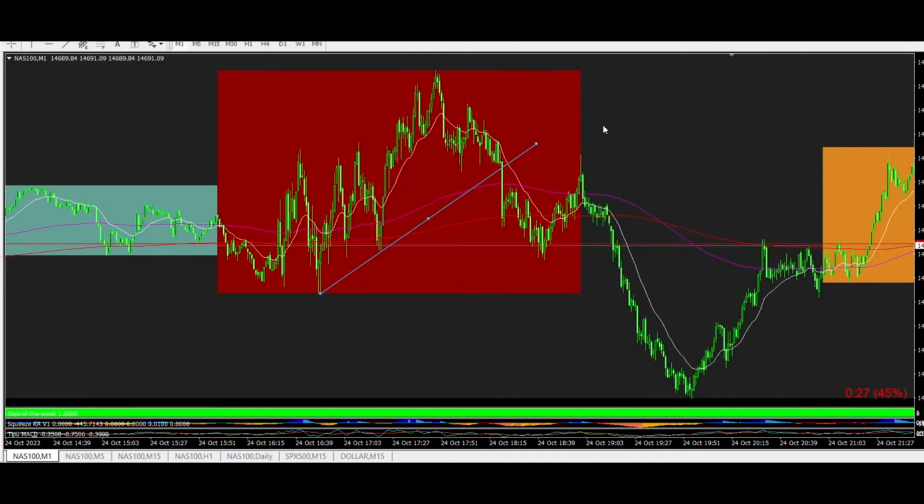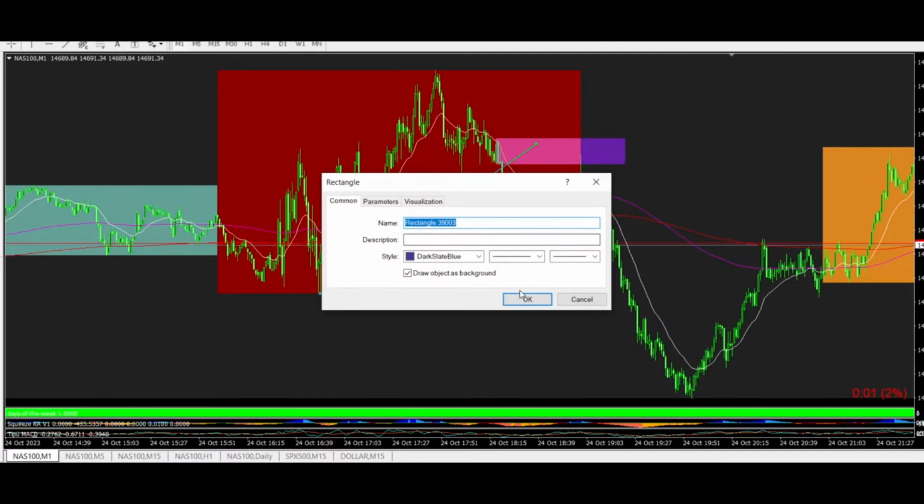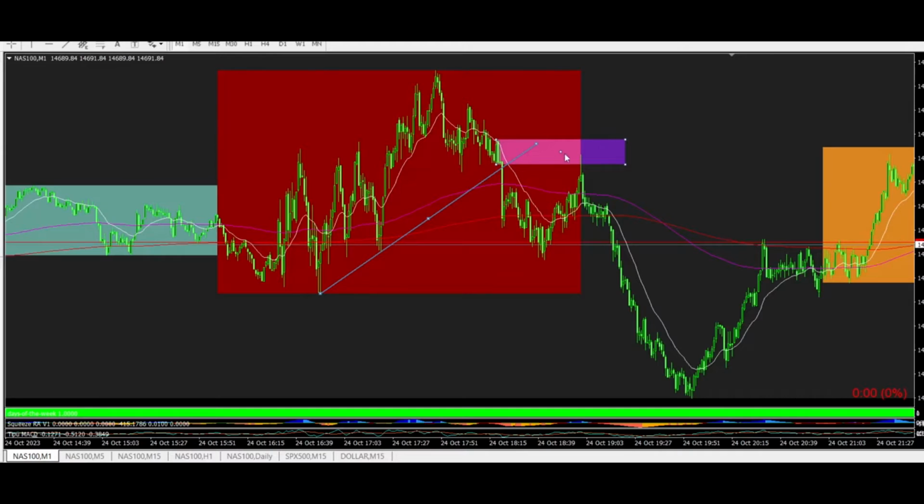But here is where ICT concepts come in. You can use this fair value gap as an entry, or you can use this order block. And as we can see, if we create our order blocks, price goes into the order block, almost touches the 50% level, but that could be your entry, or you can wait for it to close outside of the order block, and then that could be your entry.